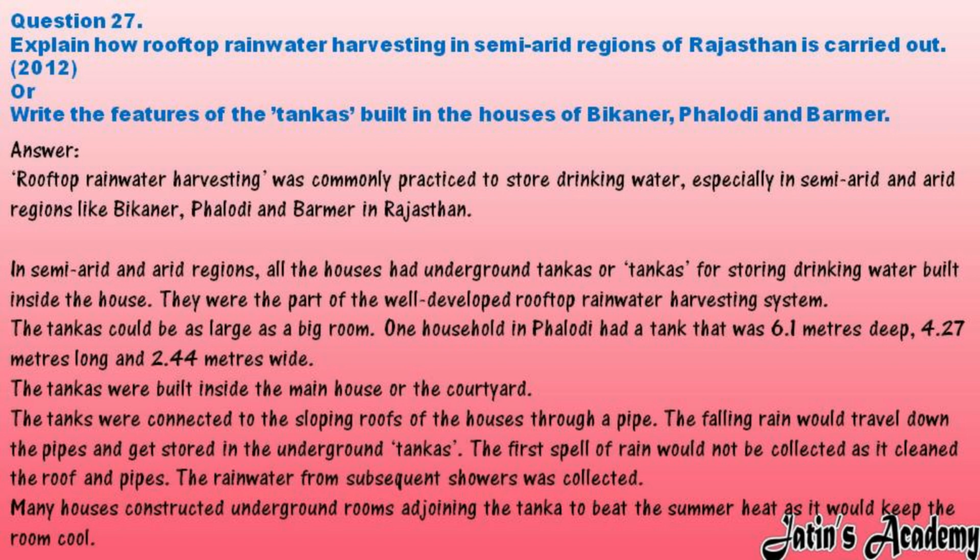The tankas could be as large as a big room. One household in Phalodi had a tank that was 6.1 meters deep, 4.27 meters long and 2.44 meters wide. The tankas were built inside the main house or the courtyard. The tanks were connected to the sloping roofs of the houses through a pipe. The falling rain would travel down the pipes and get stored in the underground tankas.